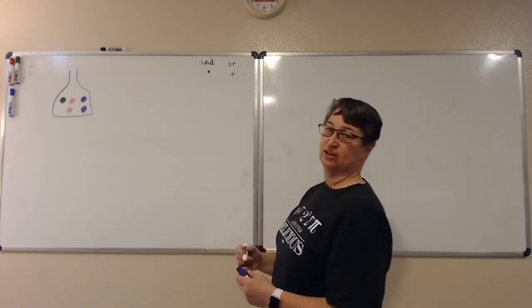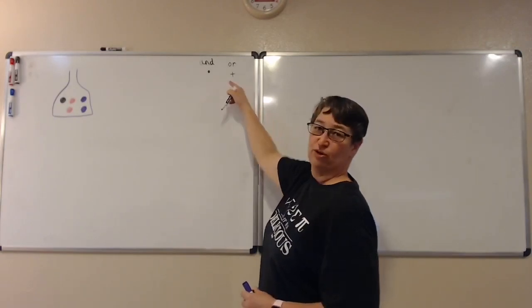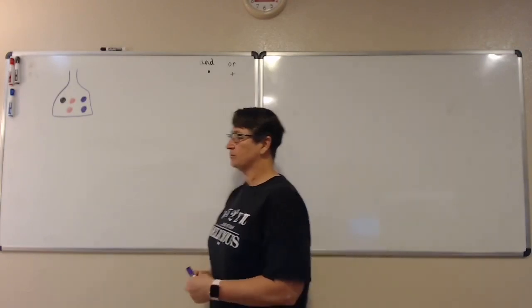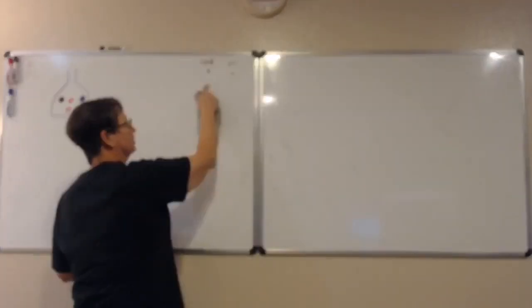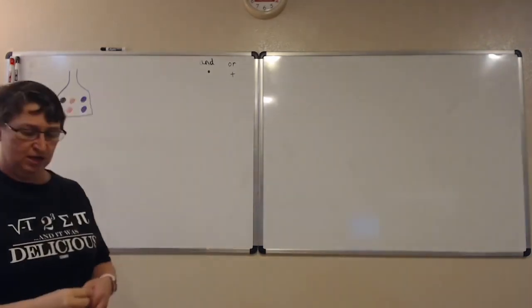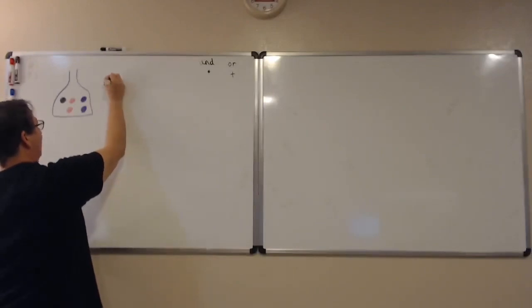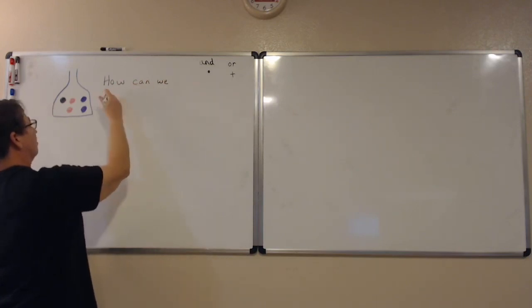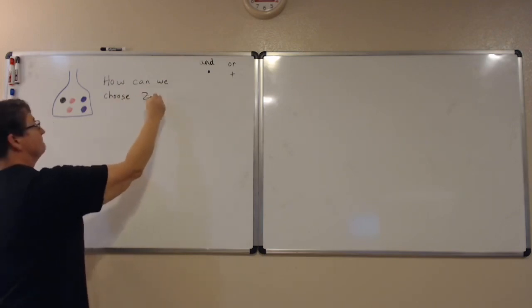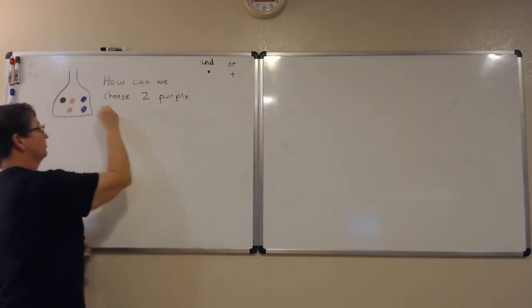Today we're not going to have to deal with any overlap because they're going to be independent events. But when there's an or, then we're just adding those. Okay, so with that knowledge, we're going to want to use those two words within here. Let's start by just asking ourselves, how can we choose two purple balls from this urn?